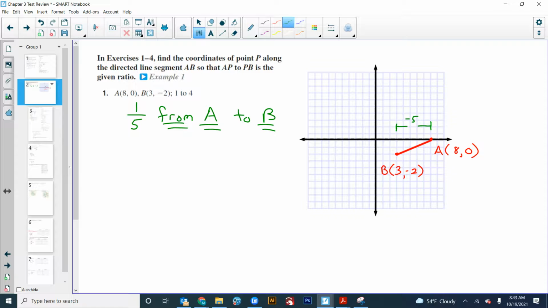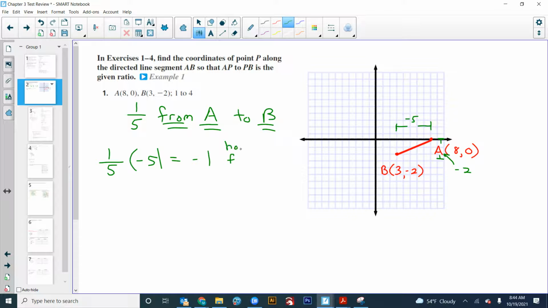And if I go from A's y value down to B's y value, didn't I drop? I went from a height of 0 down to a height of negative 2. I dropped 2. And so we're going to take 1/5 of that change. So 1/5 of negative 5. What is 1/5 of negative 5? You agree it's negative 1? Negative 1. Good.